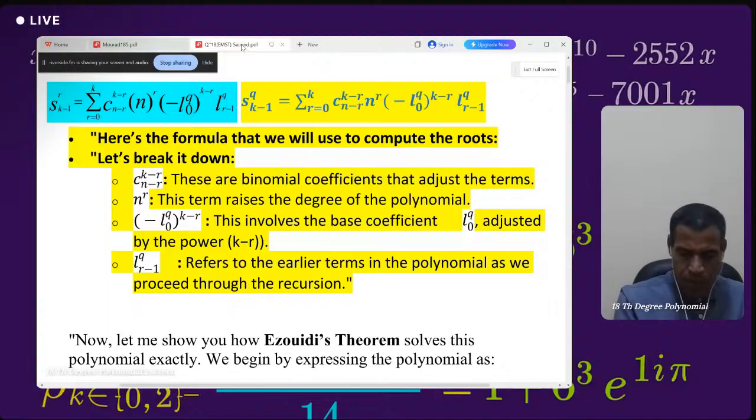So how does this theorem fundamentally differ in its approach? Especially given what we just discussed about Abel's theorem. Is it truly bypassing that limitation? Or is it fundamentally rethinking the very nature of what solvable means here? That's a brilliant question, and it gets right to the heart of the potential paradigm shift. Ezouidi's theorem isn't simply trying to brute force a solution using radicals in some new clever configuration. It's about a completely different philosophy, it seems.